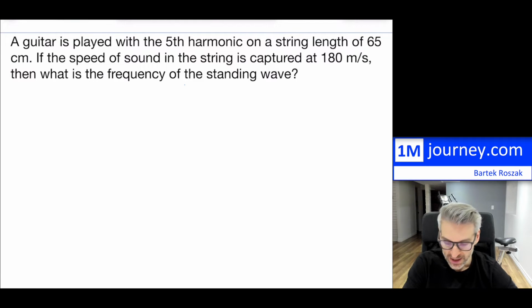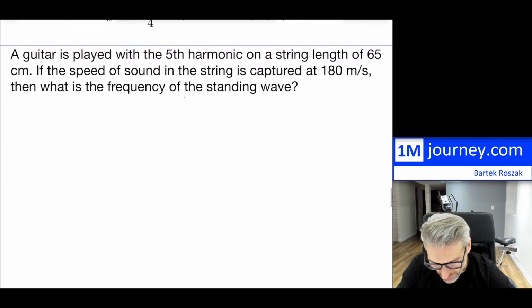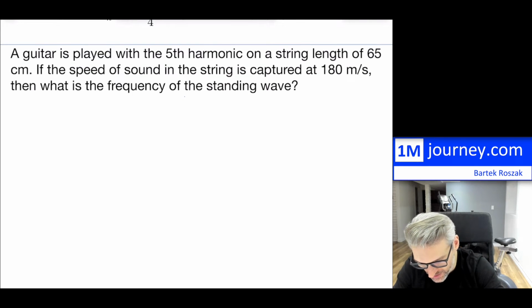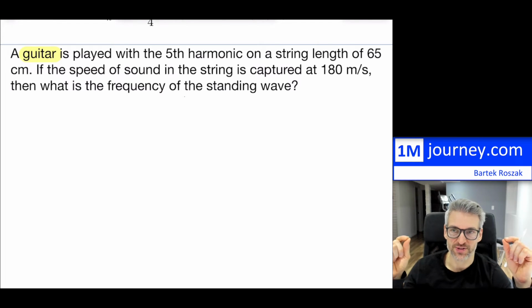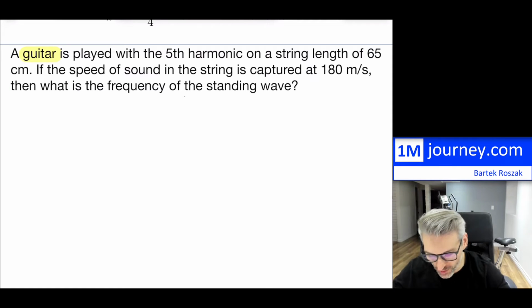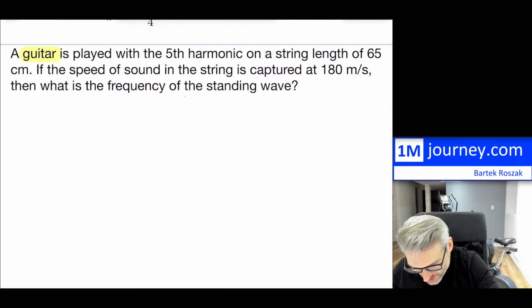standing waves. So the first example that you have states a guitar is played with the fifth harmonic on a string length of 65 centimeters. All right, so as you take a look at this, if it's a guitar, this is exactly where these standing waves might be useful, and this is one of the reasons why we can generate such beautiful music. And a guitar has two fixed ends, all right? So that's the first thing that we would want to note for ourselves.